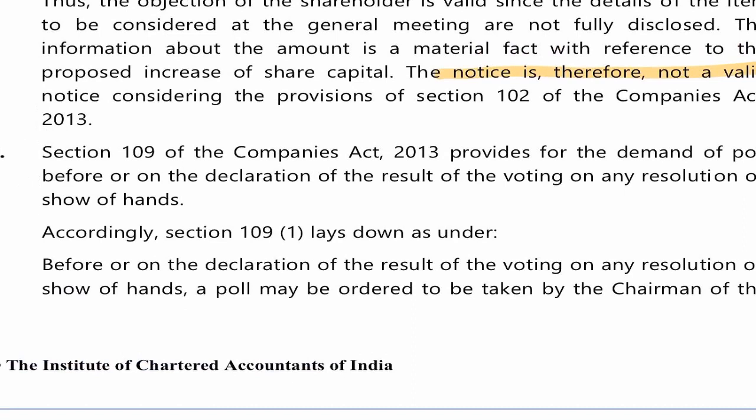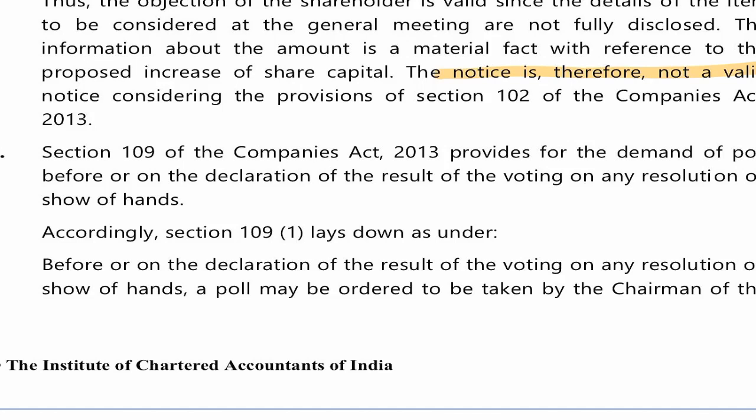Section 109 of the Companies Act 2013 provides for the demand of poll before or on the declaration of the result of the voting on any resolution on show of hands. Accordingly, section 109(1) lays down as under: before or on the declaration of the result of the voting on any resolution on show of hands.